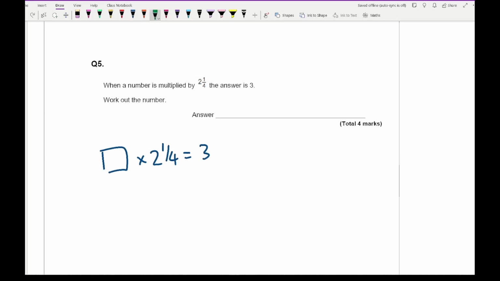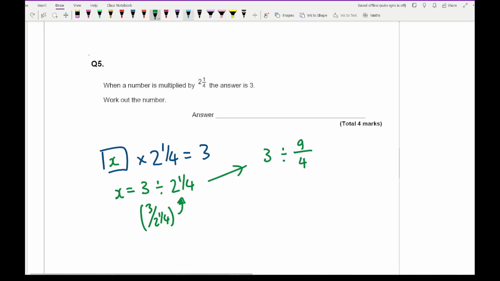So that means that if I just call this x, that x is going to equal 3 divided by 2 1/4. Now if you wrote it as 3 over 2 1/4, it's just recognizing that that is the same thing. Then from this, what I've got is 3 divided by, now if I convert this into a mixed number, we've got 4 times 2, which is 8, plus 1 is 9, so it's 9 over 4.